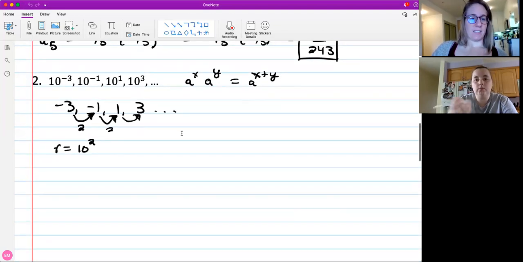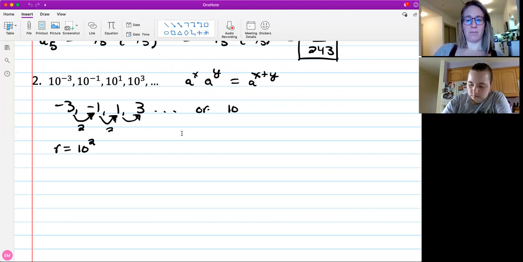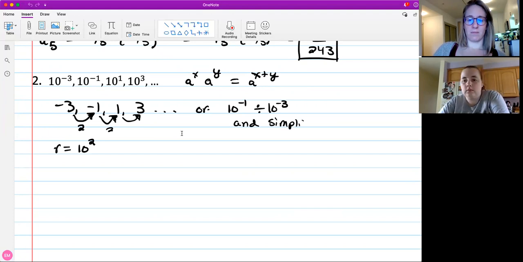Right. If you're feeling fancy, you can always take the second term, 10 to the negative 1, divide it by 10 to the negative 3, and then just use your exponent rules to simplify. Or just use your calculator and it will tell you 100, but don't use 100, use 10 squared because everything is base 10. So if you don't remember your exponent rules, just set it up. Second term, divide by first term, simplify, that's your ratio.